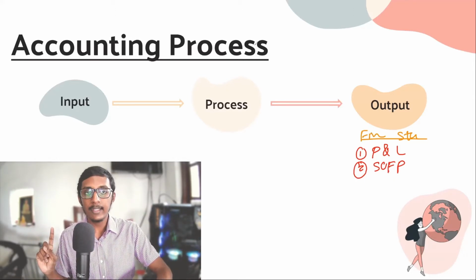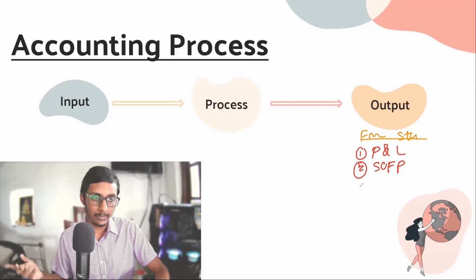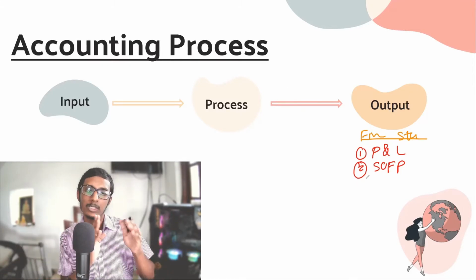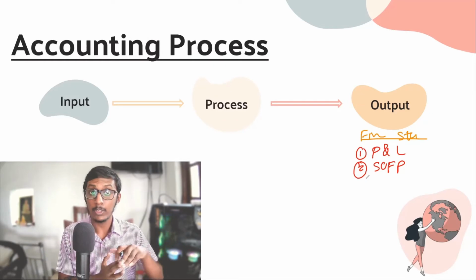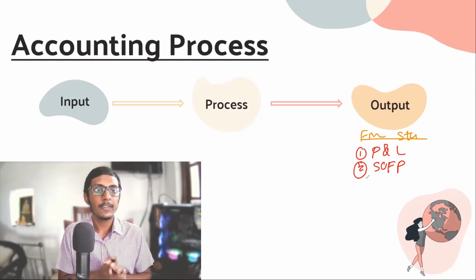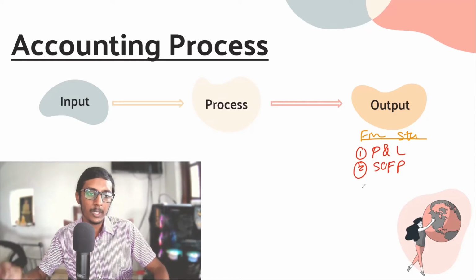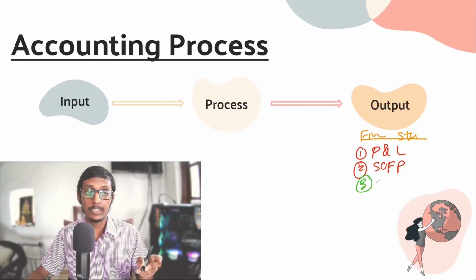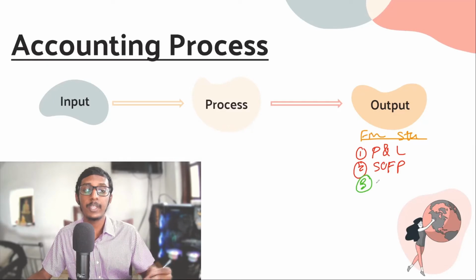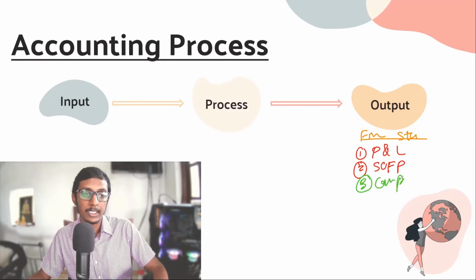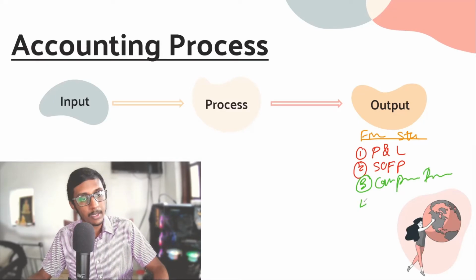But other than that, there are three more financial statements, which I'm going to just mention, right? I'm not going to deeply discuss those statements because in your syllabus, we are considering those two main financial statements. So number three would be the comprehensive income statement. Number four would be the cash flow statement. And number five would be notes.